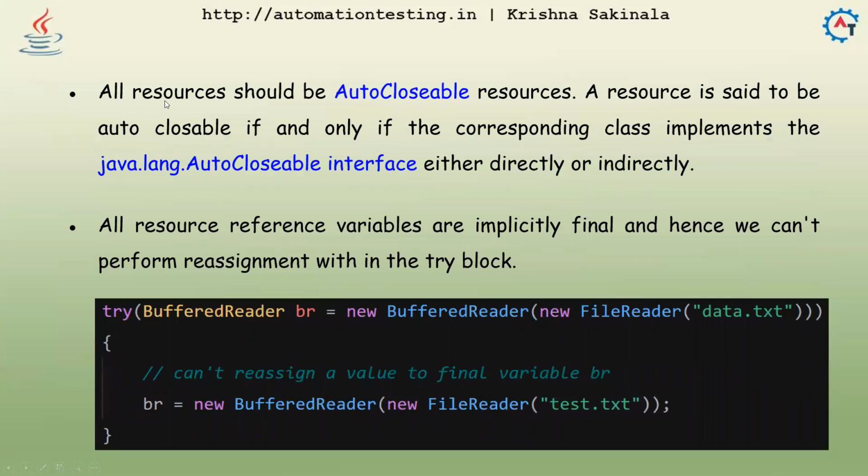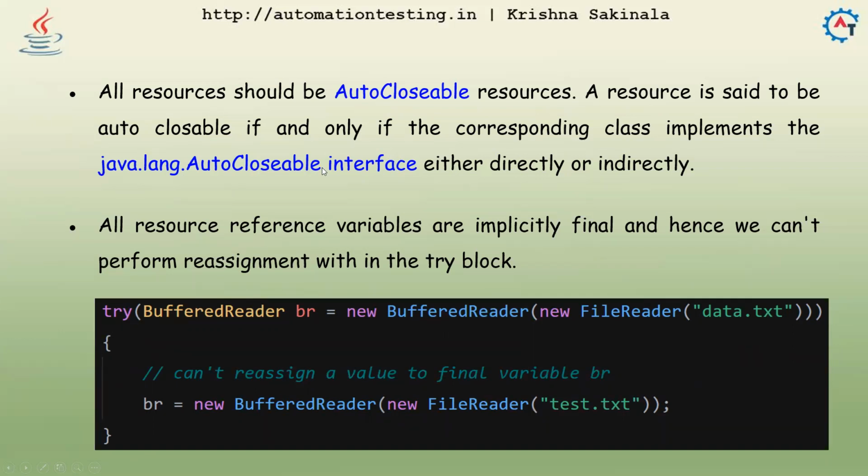Now all resources should be auto closable resources. A resource is said to be auto closable if and only if the corresponding class implements the java.lang.AutoCloseable interface, either directly or indirectly. If your class implements the AutoCloseable interface, then it will take care of automatically closing and releasing the resources.